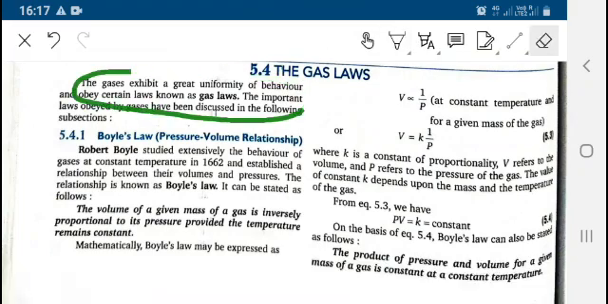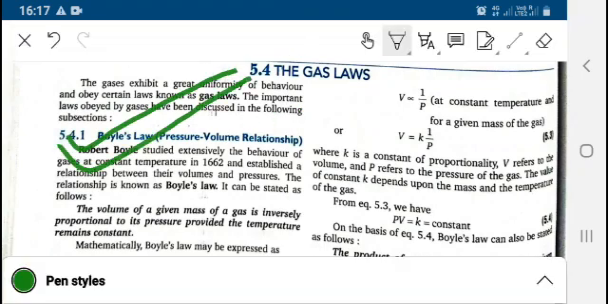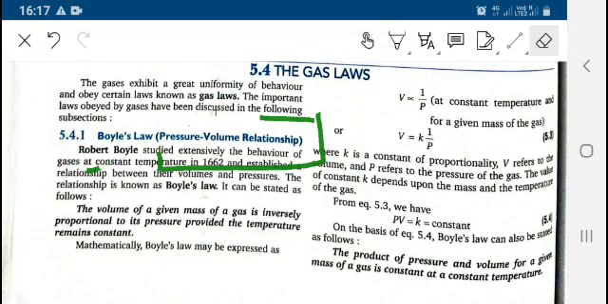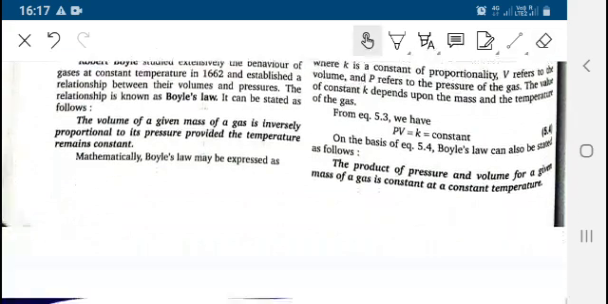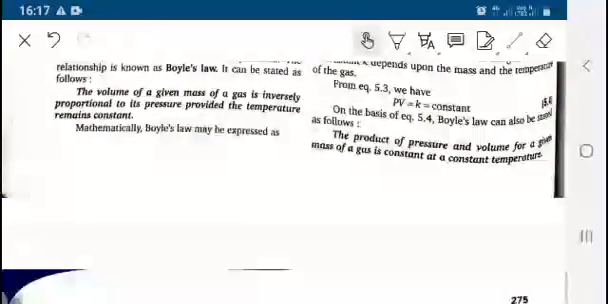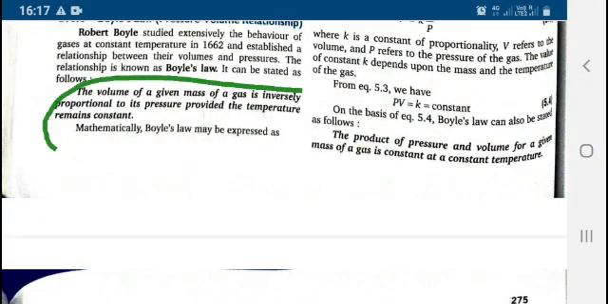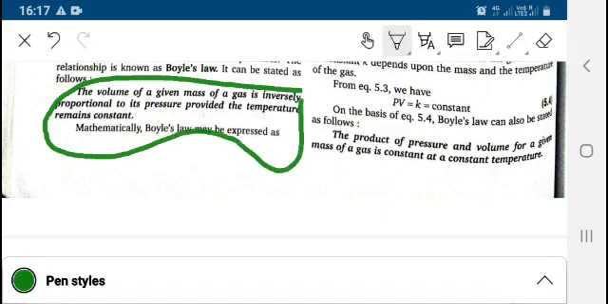So, moving to the first law, that is Boyle's law. What is Boyle's law? It is a pressure-volume relationship. The first point to be noted is that it is the pressure-volume relationship. So, what is Boyle's law? The volume of a given mass of a gas is inversely proportional to pressure, provided that temperature remains constant.